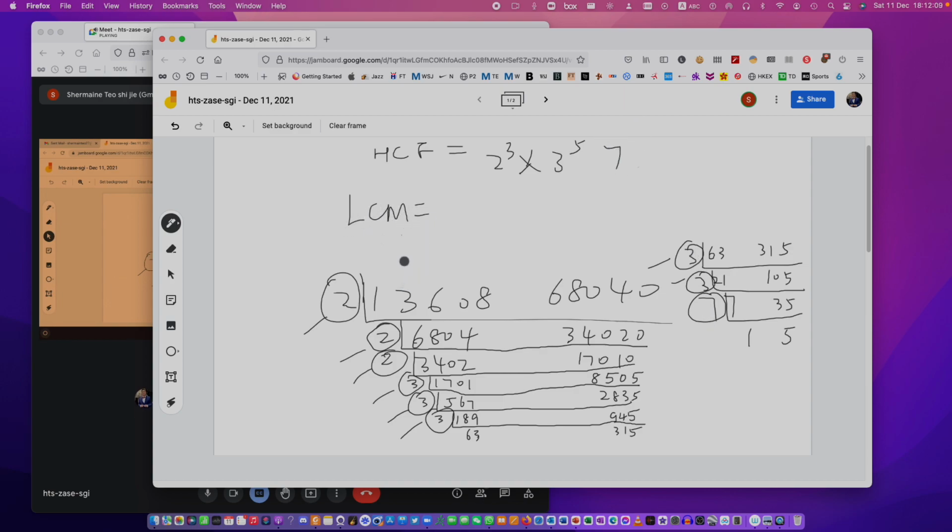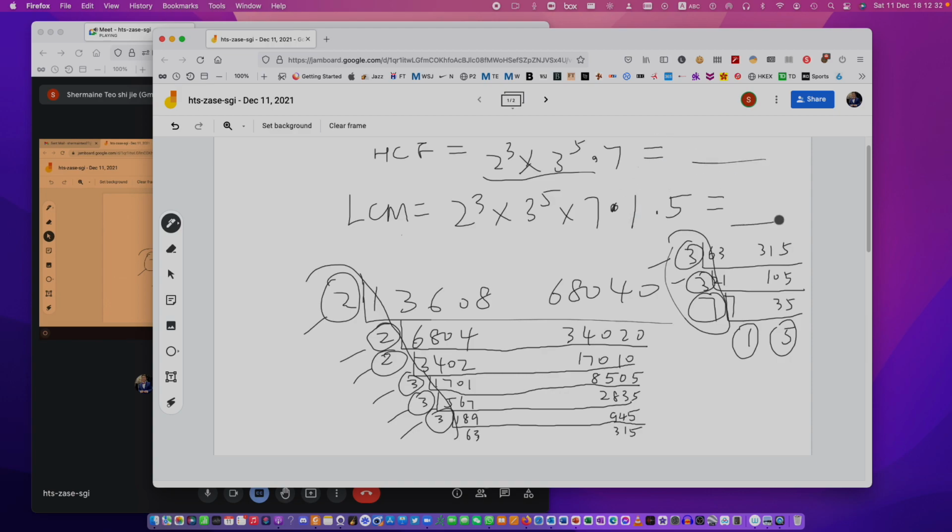Can you still remember? You just take all this, which is already here. So it's 2 to the power 3 times 3 to the power 5 times 7. And then you still need to times the 5. Simple. So this is for you to figure out, or they say put it in index notation, so you don't have to figure it out. By the way, 1 is not there because 1 is not a prime number. So 1 no need to write, so just 5. So these are the answers. Okay?